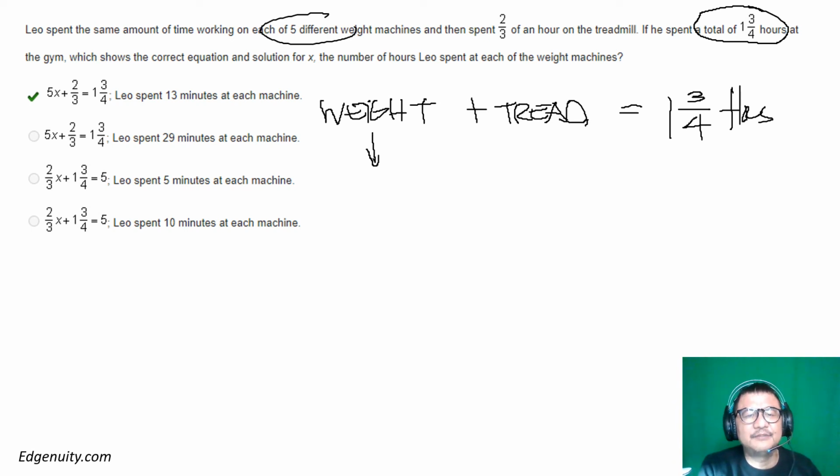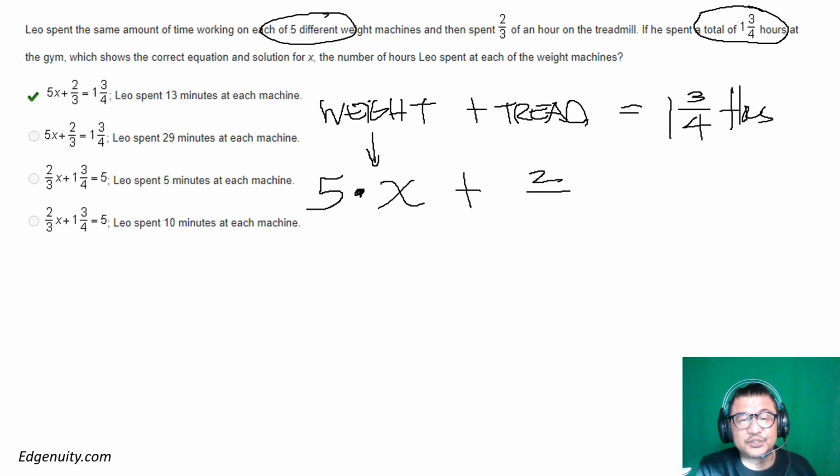All right, so let's look at the weight machines. There are 5 different weight machines, so times 5. And how many hours or minutes did he spend on each? We don't know. So that's 5 times X. But on the treadmill, we know exactly he spent 2/3 of an hour. And 1 3/4 is the total hours.